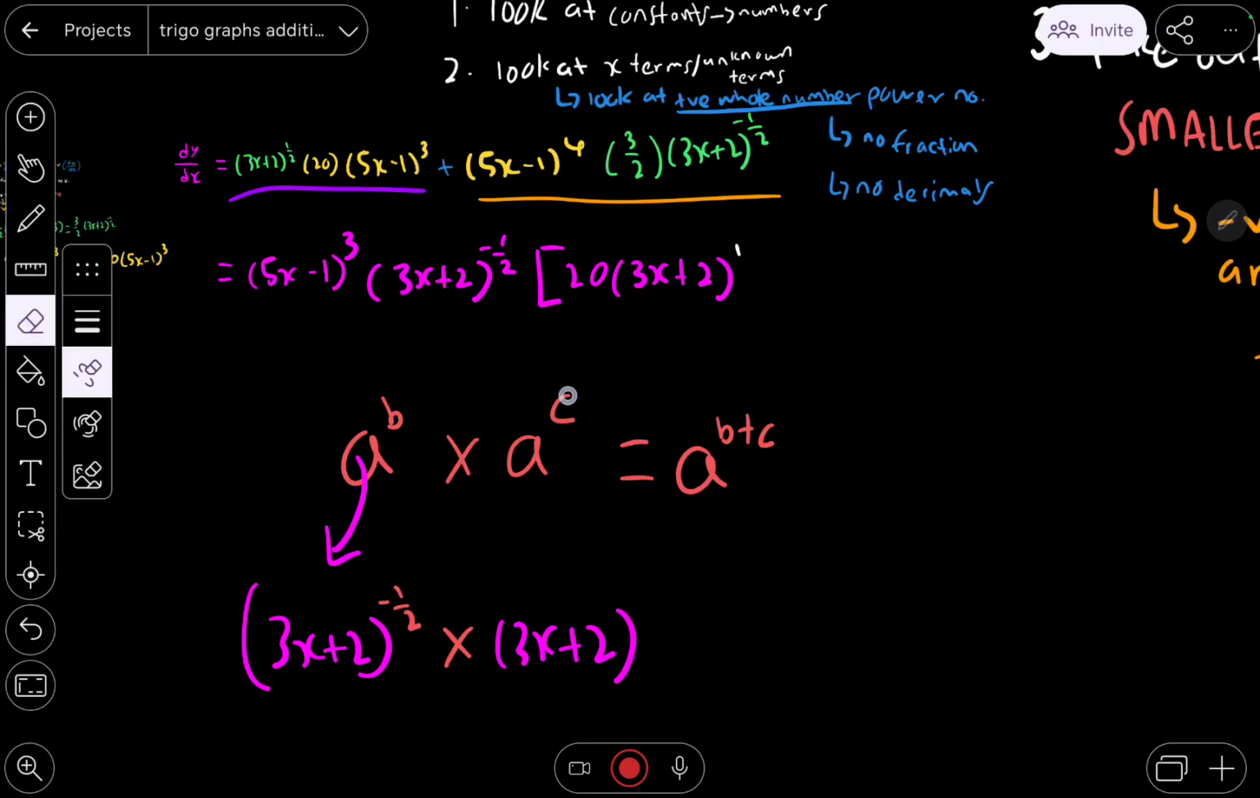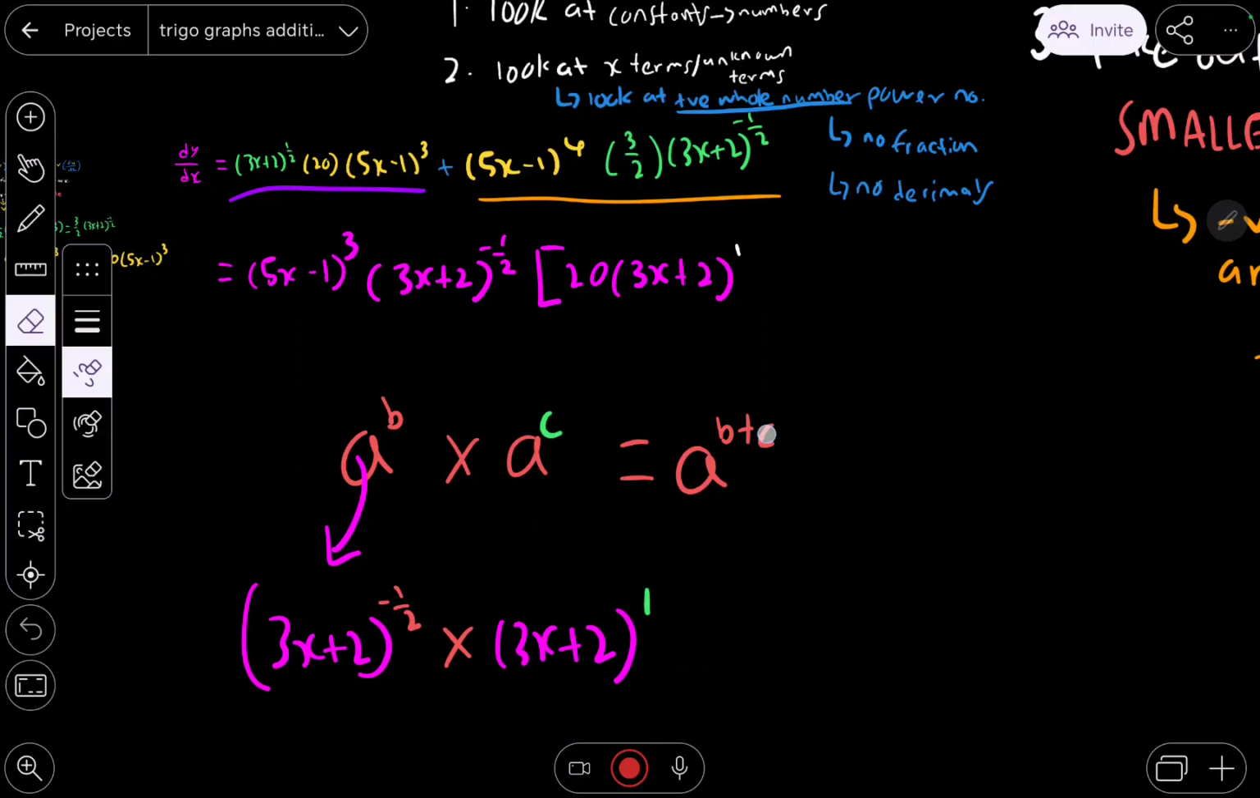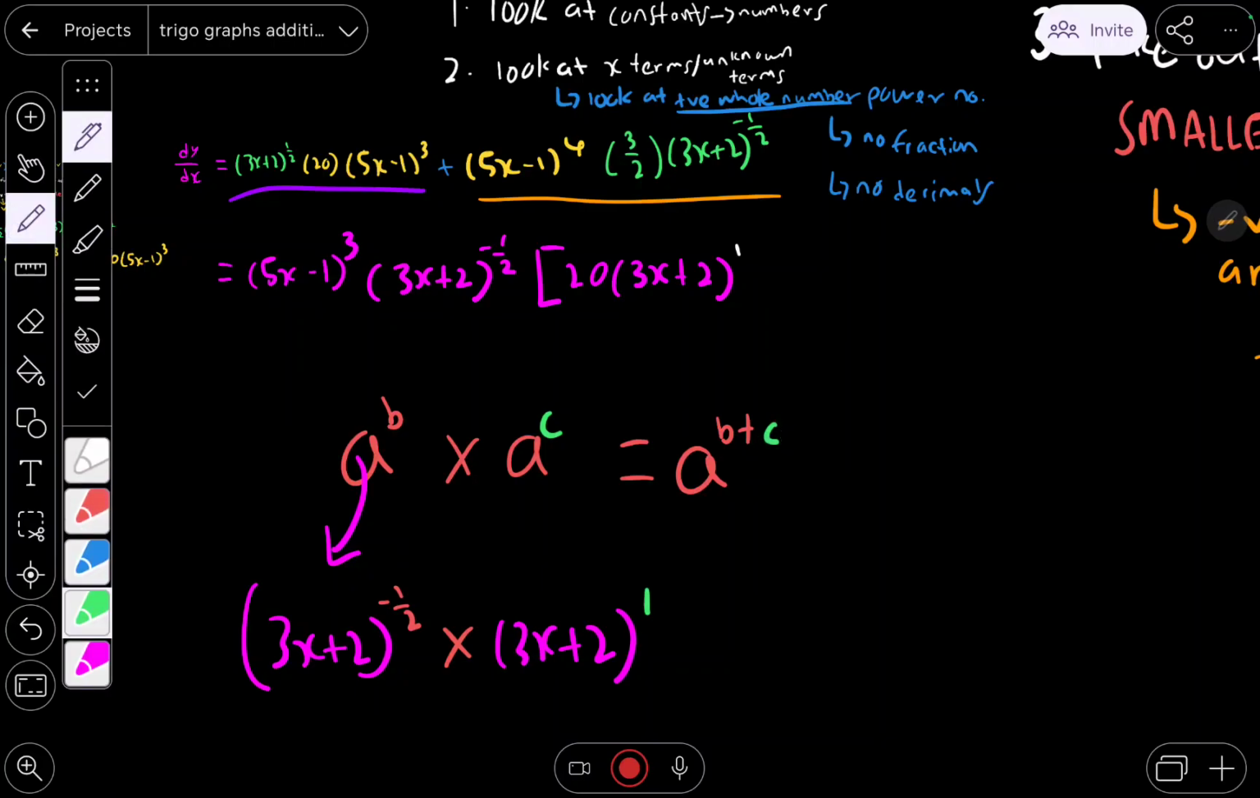So this will be what? B plus c, right? So this will be equal to 3x plus 2 to the power of minus half plus 1. Type that in calculator, minus half plus 1. I can prove to you that you only need to bring in one set. That's just half.